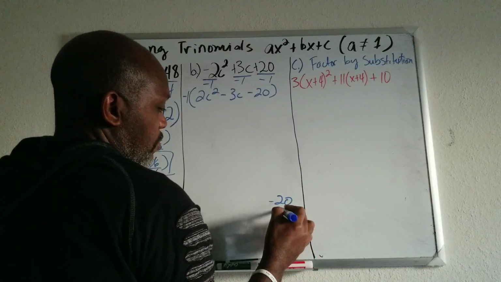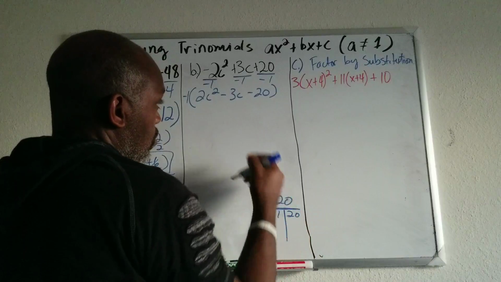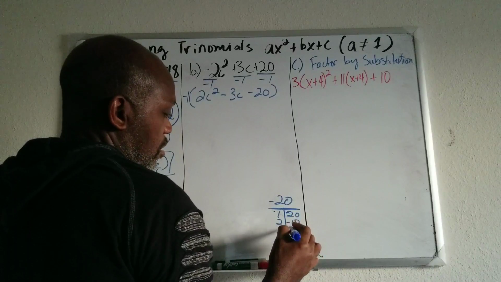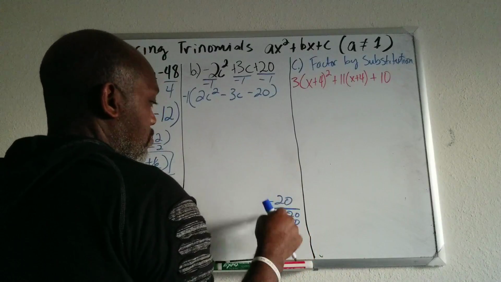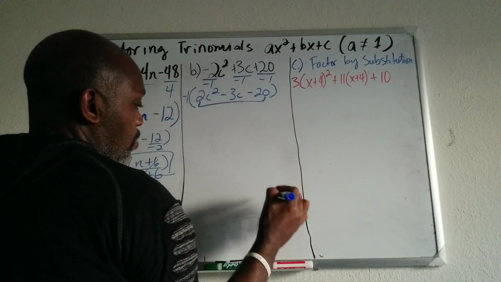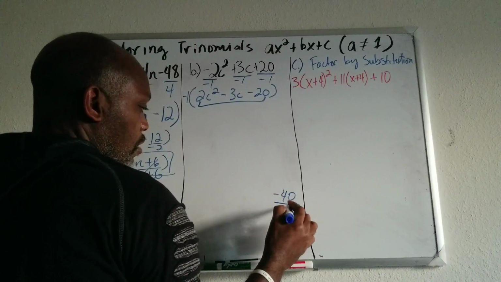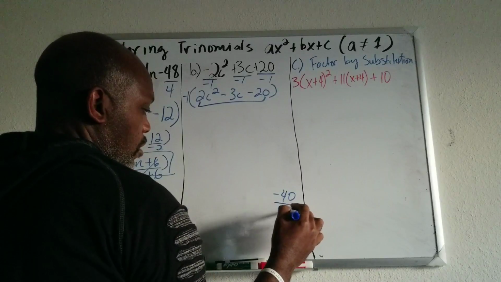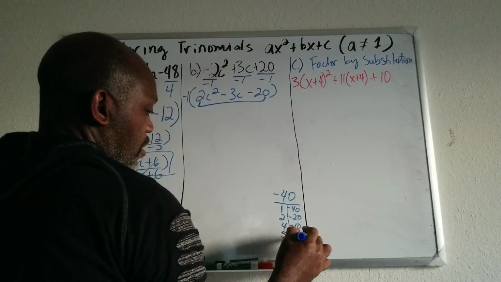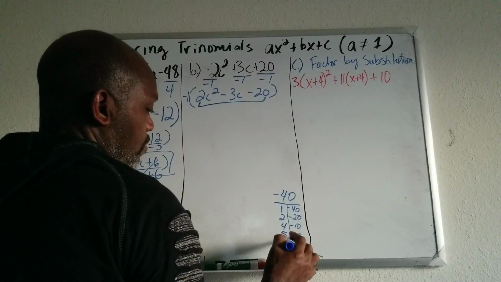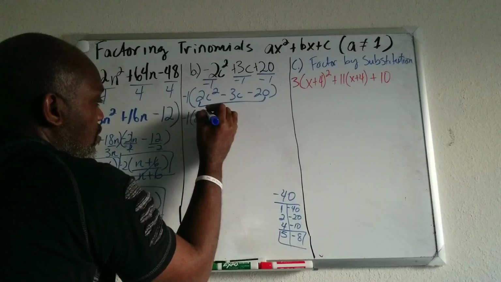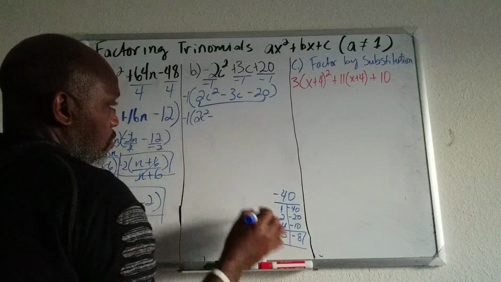The factors of negative 20: 1 times, and the middle term is negative, so our larger number has to be negative, 2 and 10, 3 and... Oh, go back. Remember you said that we had to multiply these two. So that's negative 40. So break down negative 40. That's going to be 1 and negative 40, 2 and negative 20, 4 and negative 10, 5 and negative 8. So we're going to use these two. Can't forget about the negative 1. We're going to rewrite the expression or the trinomial.